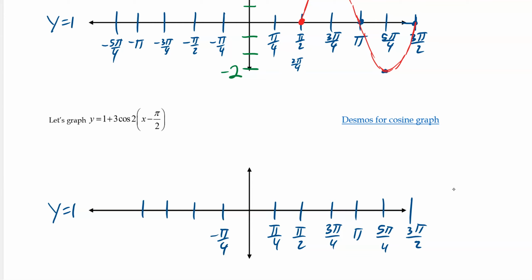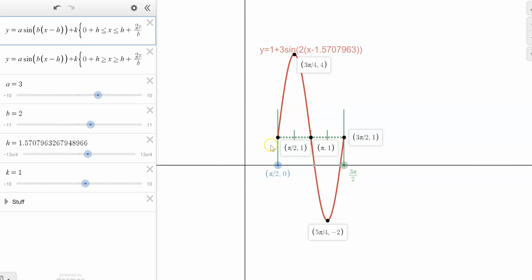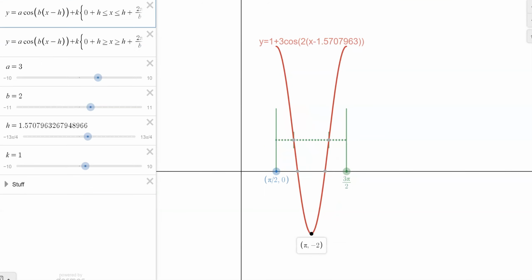Negative pi over 4, we don't have to go that way now. And then we're going to go up 3 because we have that same 3 amplitude, down 3 because we have that same amplitude, and that would be 4 and negative 2. And then we know we're now starting. And so I'm not going to put a dot there, I'm just going to put a red line, and we're going to go back and look. So this was our sine graph, and here's our cosine graph.